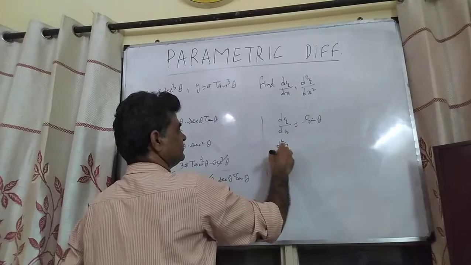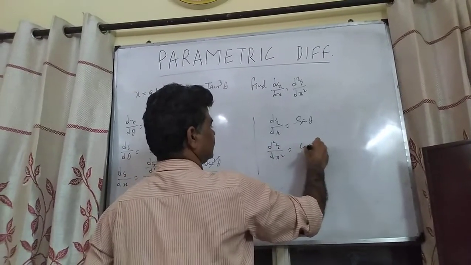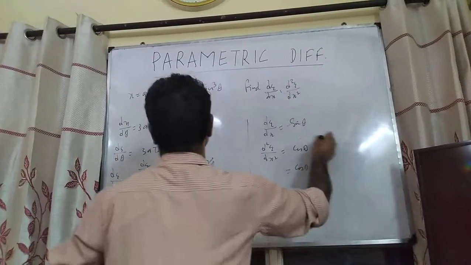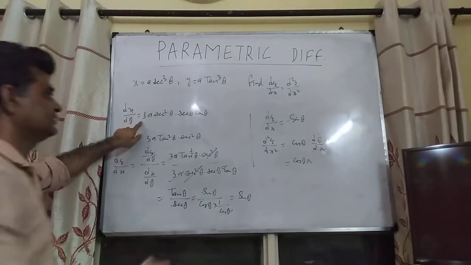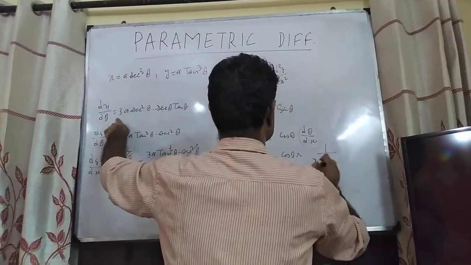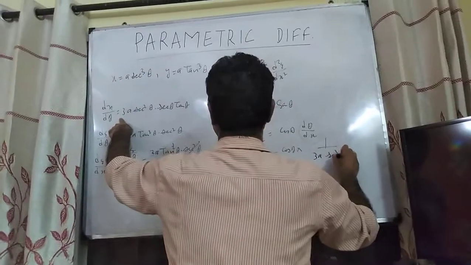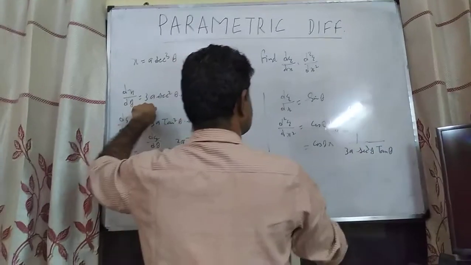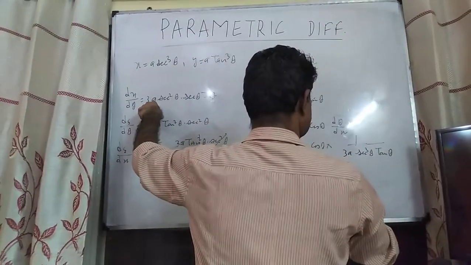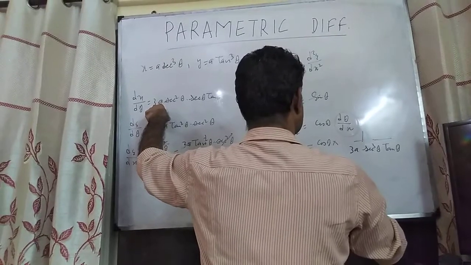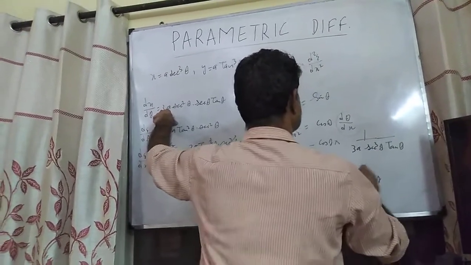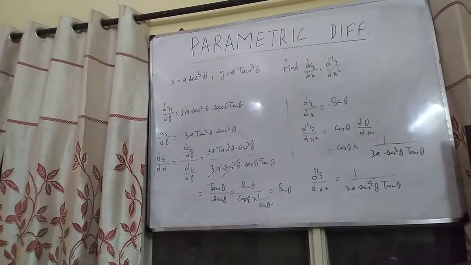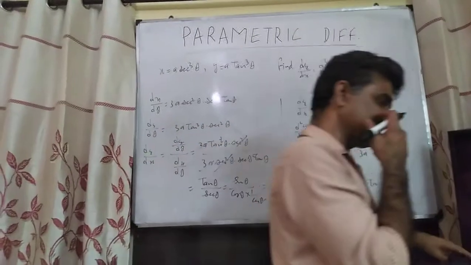So its double derivative is cos theta into d theta by dx. Remember, cos theta. Now we'll put the value of d theta by dx using this. So it is 1 upon thrice of a sec cube theta tan theta. So its double derivative is going to be 1 upon 3a sec to the power 4 theta into tan theta. So you have seen how we are solving this kind of question, parametric differentiation. We'll do some more questions to understand it in a better way.